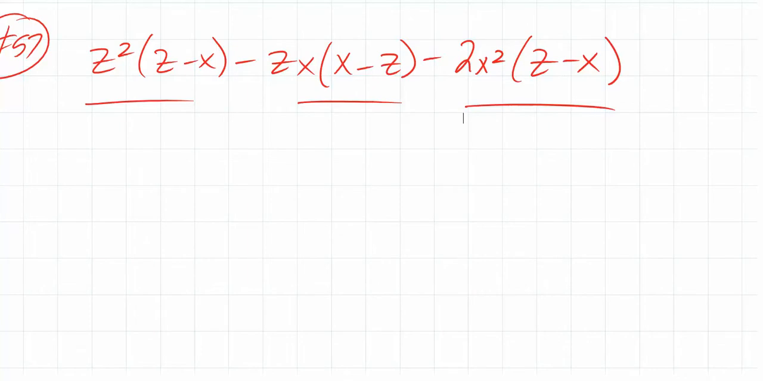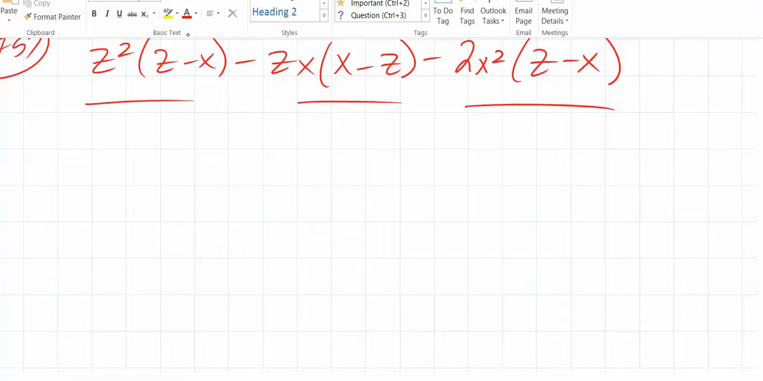Really? Z minus X. Is there a Z minus X in all 3 of those terms? No. You can factor something out if it's in all 3 of them. Is it in all 3 of them? It is, but not multiplied together. These are inside the parentheses.